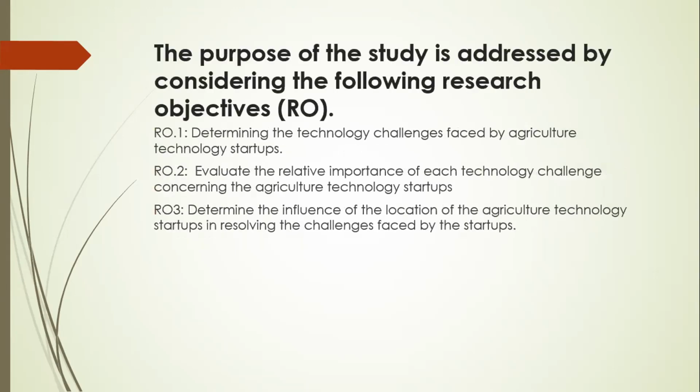So let me go on to the various objectives that we have tried to address in this paper. Objective 1 is determining the technology challenges faced by agriculture technology startups. Evaluate the relative importance of each technology, for which we have used TOPSIS, and fuzzy logic is used since it's a technology which is not so normal or doesn't go into a particular standard. So fuzzy logic was very important to be used, and we have used TOPSIS also to evaluate what the major challenges are.